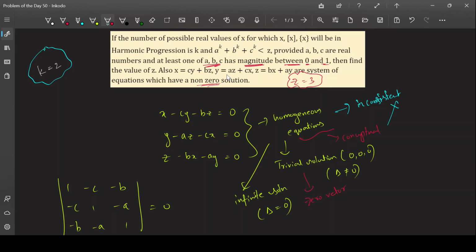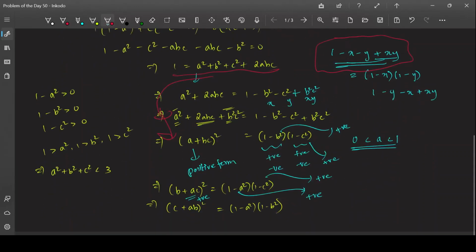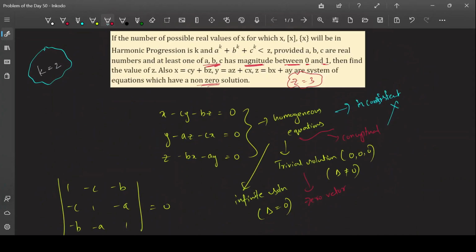I hope you guys actually enjoyed this problem. There are a lot of things we have discussed, and this is a super duper problem. Even though it looks easy, it is a combination of conceptual as well as logical.